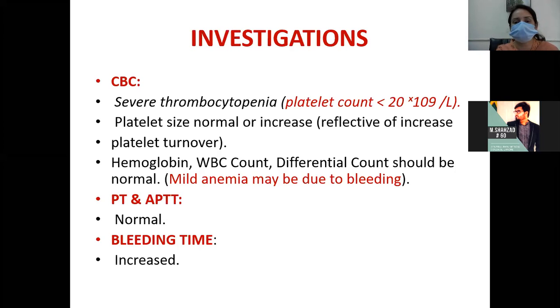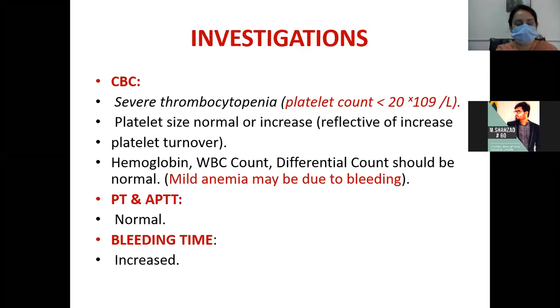As you know, the normal range of platelets is 150 to 400 x 10^9 per liter. But in these patients, there will be severe thrombocytopenia. Severe thrombocytopenia means the platelet count will be less than 20 x 10^9 per liter. It will be so low. The platelet size will be normal or increased. It can be increased, reflective of increased platelet turnover.